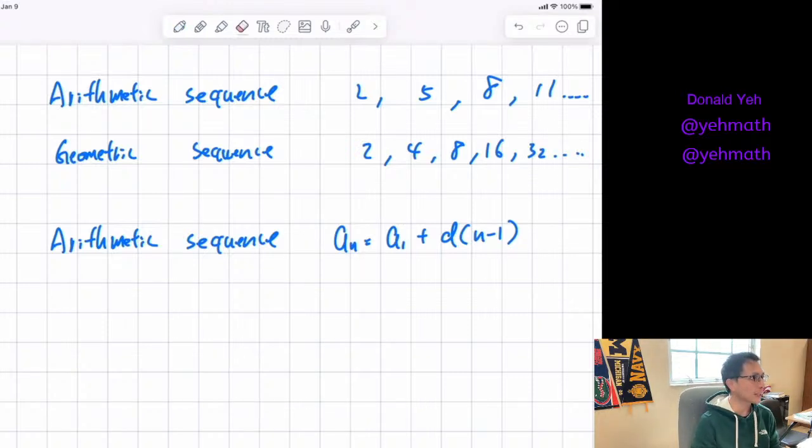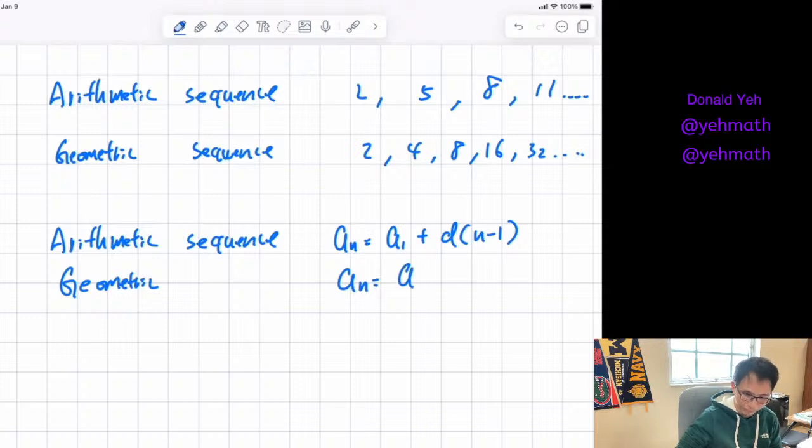Okay, so do you guys know what D stands for? What does N stand for? What does A1 stand for? A1 stands for first term. D stands for what? Difference. Yeah, difference. Now, there's geometric too. Do you guys remember what the geometric sequence formula is? Now, this is nothing to do with calculus. Just kind of review. To the power of n minus 1? Yep.